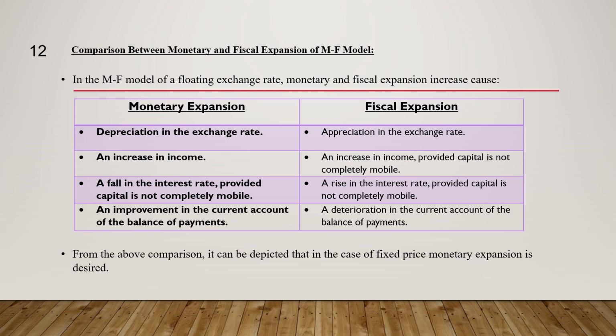In monetary expansion, an improvement in the current account of the balance of payments. On the other hand, in fiscal expansion, a deterioration in the current account of the balance of payments. Okay, from the above comparison, it can be depicted that in the case of fixed price, monetary expansion is desired.